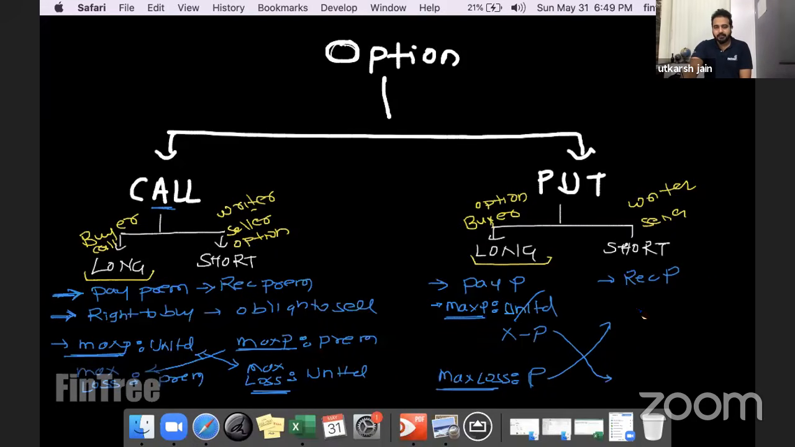So then this profit is premium and this loss is X minus P. And there you go. Your some sort of schematic of thinking about options is there on your screen. Every time you look at options, if you have this schematic at the back of your mind, this flowchart is going to help you solve questions and understand the situations.